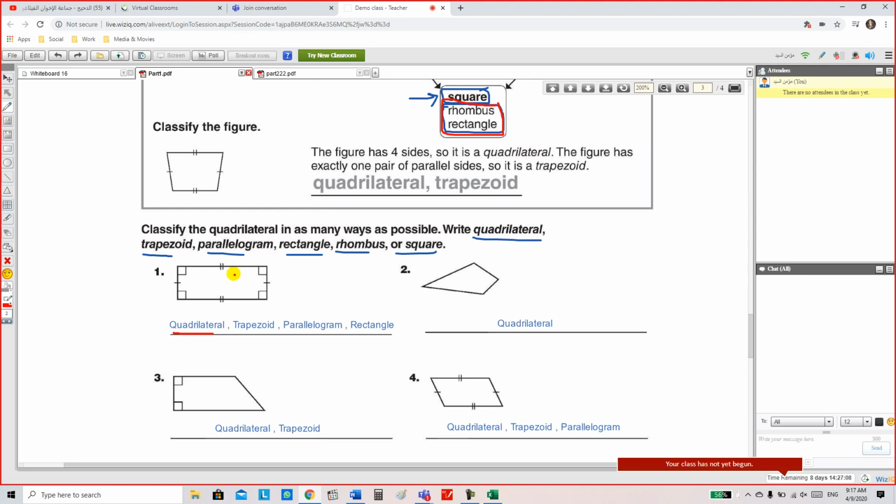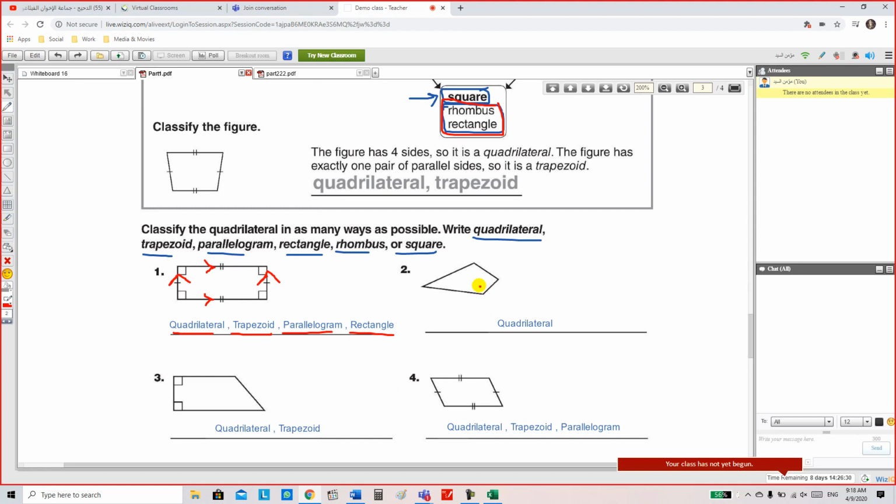And then at least one pair of lines or one pair of sides are parallel. So we have this pair of sides are parallel, so we can write trapezoid. Then we have parallelogram, right? Because each two opposite sides are parallel. If we have each two opposite sides are parallel, so we can write parallelogram. And then we have four sides or four angles are right angles, so we can write it as rectangle.